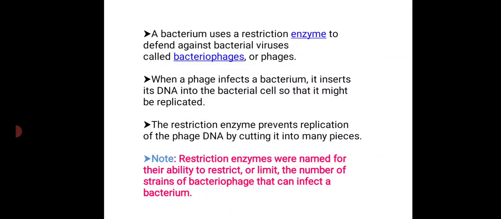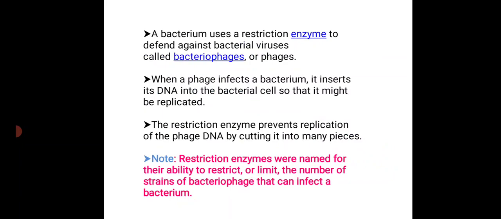A bacterium uses a restriction enzyme to defend against bacterial viruses called bacteriophages, or phages. When a phage infects a bacterium, it inserts its DNA into the bacterial cell so that it might be replicated. The restriction enzyme prevents replication of the phage DNA by cutting it into many pieces. So restriction enzymes were named for their ability to restrict or limit the number of strands of bacteriophage that can infect a bacterium.